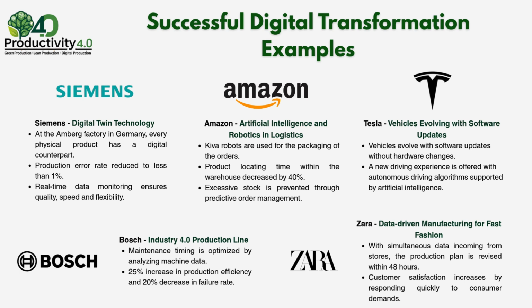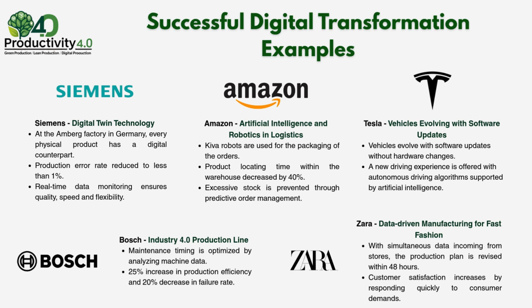Let's start with Siemens digital twin technology. At the Amberg factory in Germany, every physical product has a digital counterpart. This has reduced the production error rate to below 1% and optimized the production process with real-time data monitoring. Efficiency is enhanced through quality, speed, and flexibility.